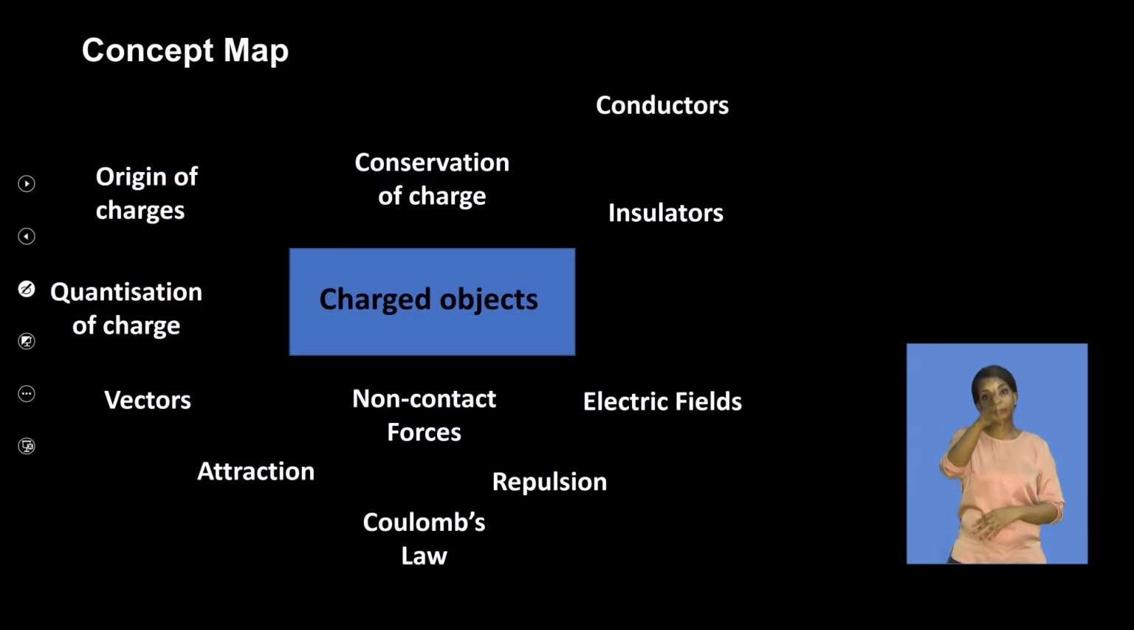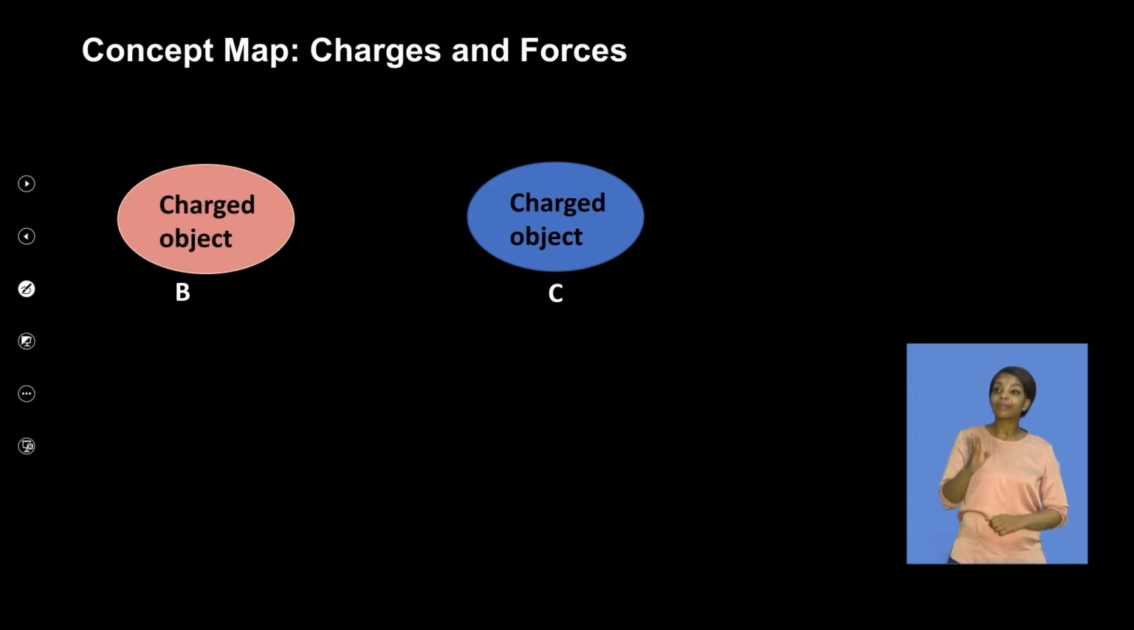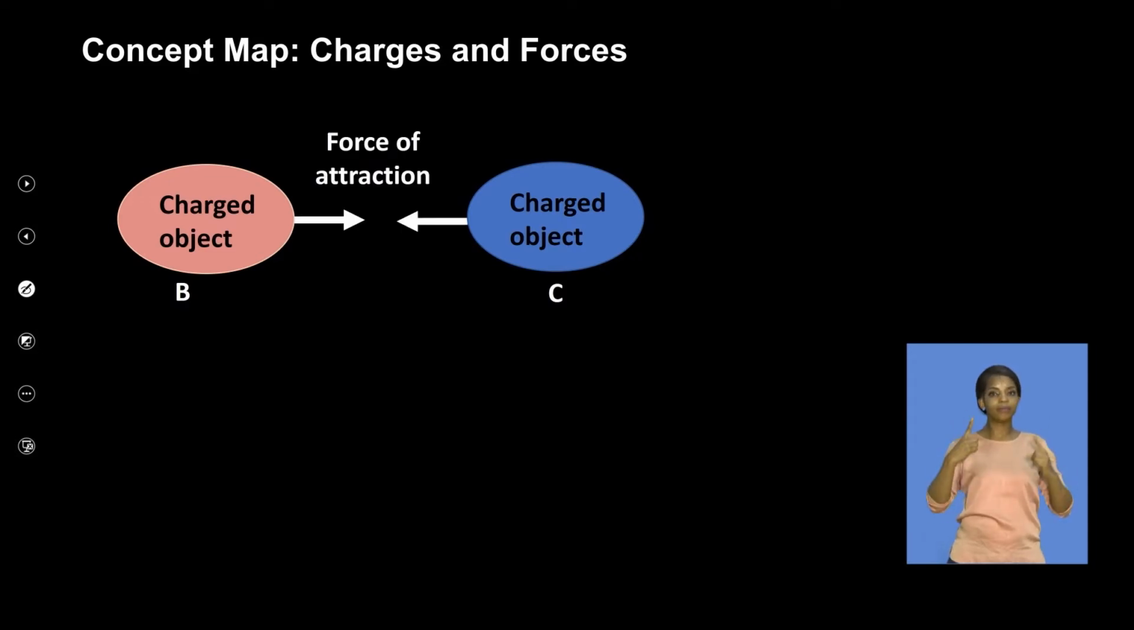Okay, now, as far as the concept map, we want to look at the forces involved when objects are charged. Now, we have two point charges. We can have this one, we'll call it B for now. The other charged object, we'll call it C. We've used the color code there just to say that the type of charge that C has is different from B, whatever the case may be. And then there is a force exerted by charged object C on B.